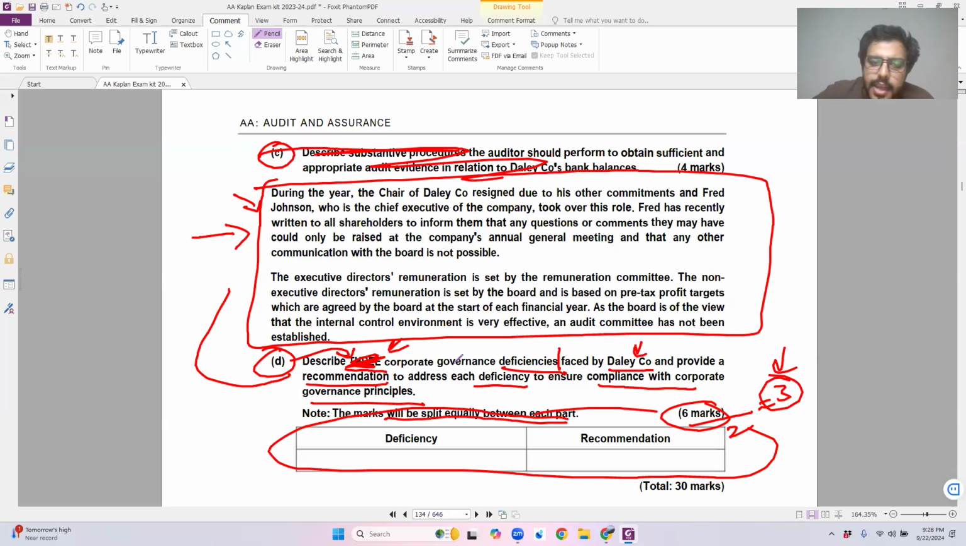Because this is an old question, the examiner now usually does not say to identify this many deficiencies. The examiner only states to identify deficiencies and give a recommendation against them. That's what the examiner says in questions nowadays. But how will you identify how many deficiencies you need to write down, and how many recommendations you have to provide? Each of them is 2 marks.